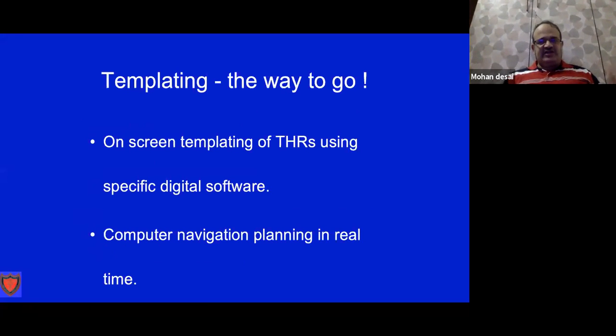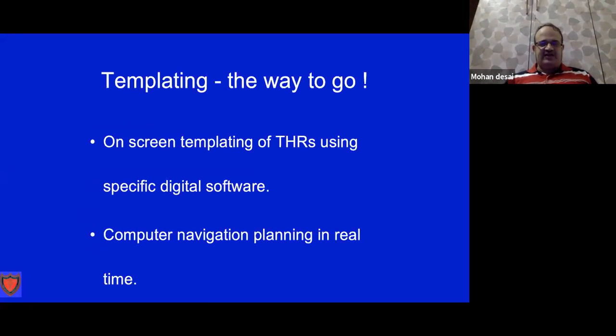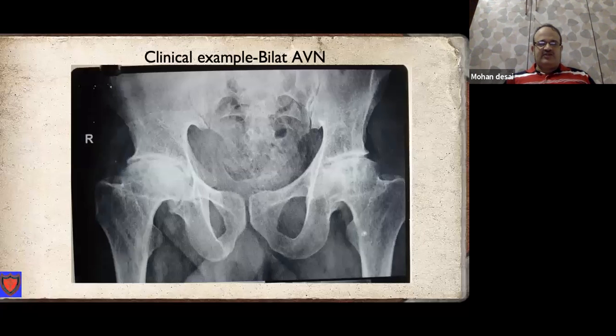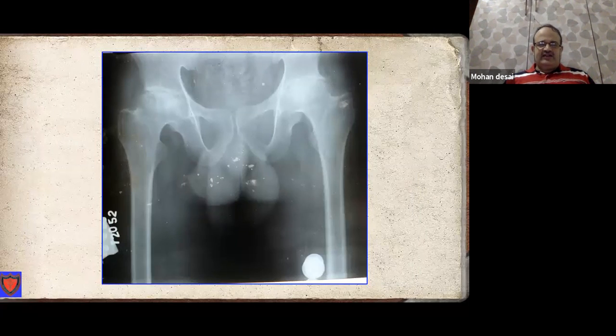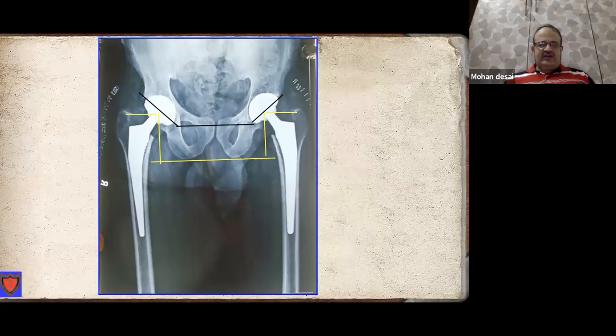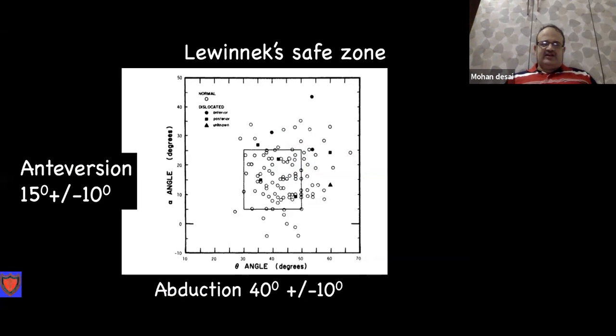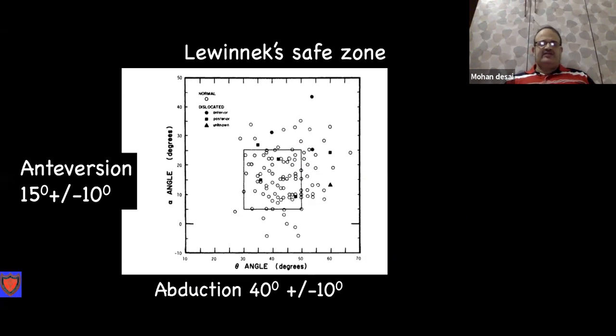Nowadays we have on-screen templating using specific software, and we can have either computer navigation or robotic surgery, which is more precise. I will give an example. Bilateral AVN, again a conventional X-ray, and after templating you get a perfect picture. Now Lewinnek told us that you should have anteversion of 15 plus or minus 10 degrees and abduction of 40 plus or minus 10 degrees.